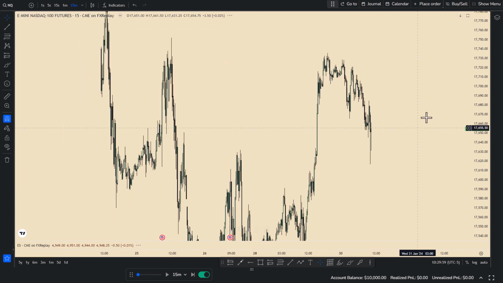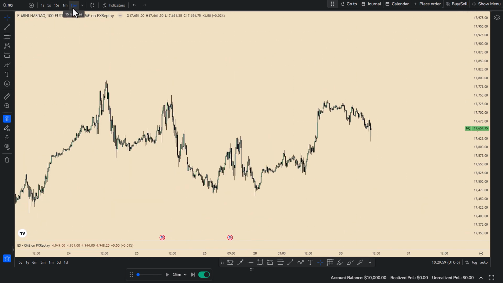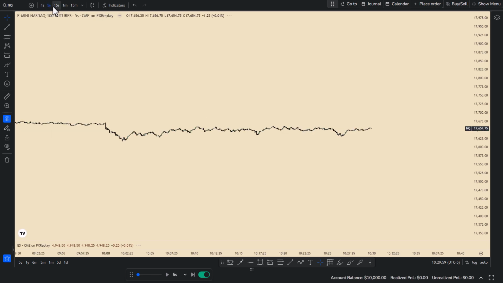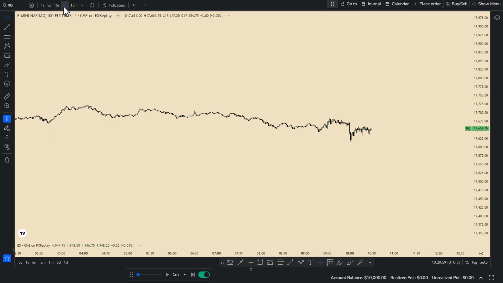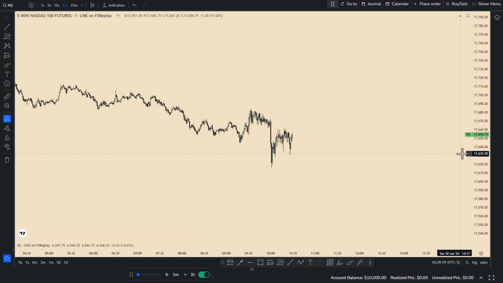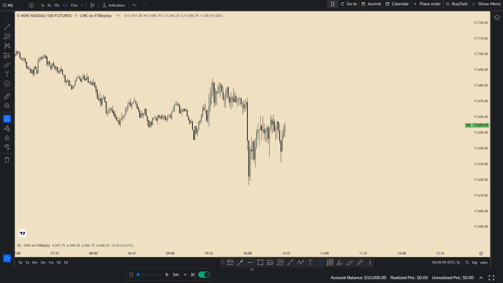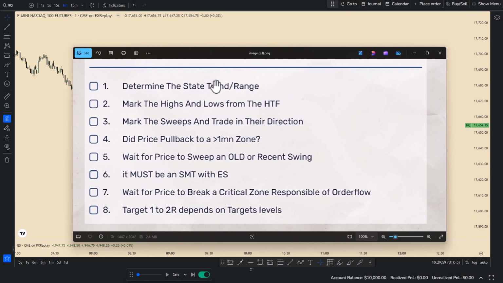So from the higher time frame, I use the 15 and 5, mostly the 1 minute, to take trades on the 5 second. I use the 15 and the 5 second to execute on, sometimes the 1. So let's go to the 1 minute. First of all, we need to check whether we are trending or ranging, based on the checklist, and then marking the highs and marking the sweeps as the first thing.